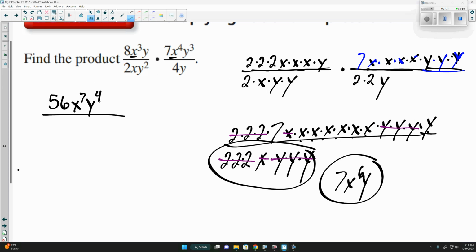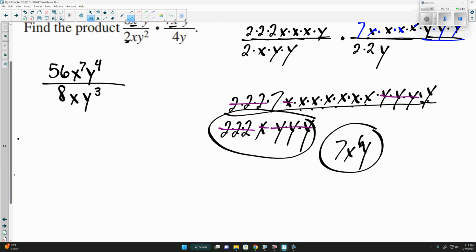Denominators, do the numbers first. 2 times 4 is 8. Then x, so we only have one of them. y squared times y would be y to the third. Okay? Now at this point, we can simplify.